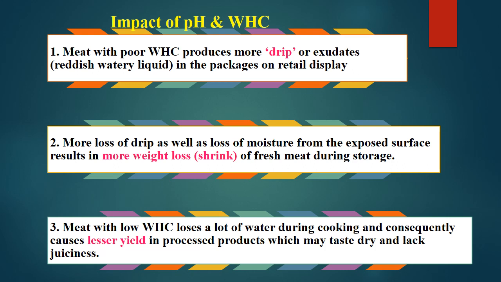The second one is more loss of drip as well as loss of moisture from the exposed surface, which results in more weight loss of fresh meat during storage. So due to the loss of drip as water or due to evaporation of moisture, there is loss of weight, which is called shrink. So that is again a big loss due to low water holding capacity.